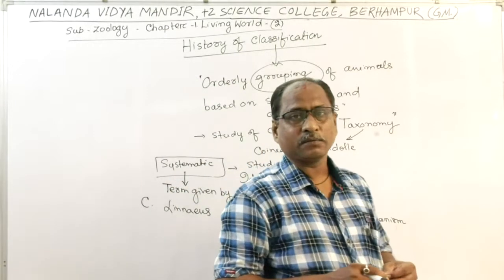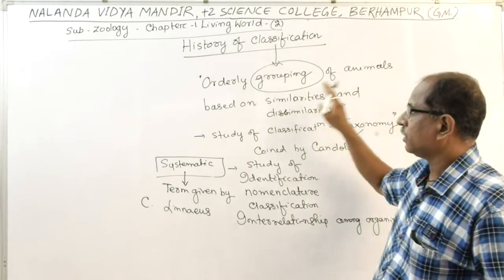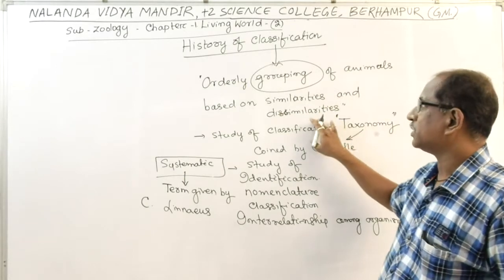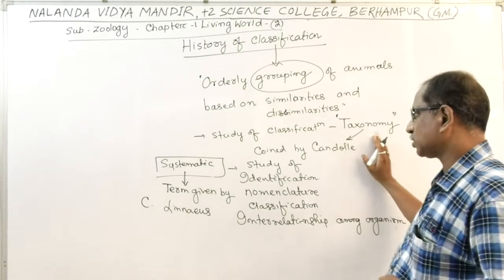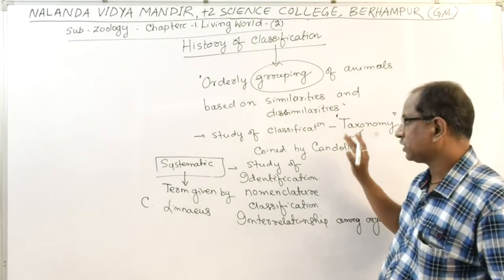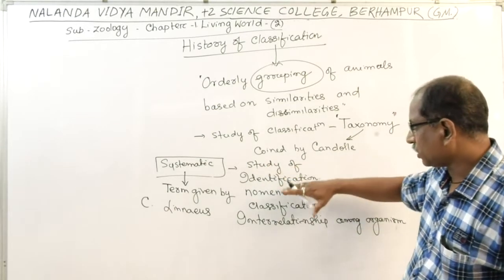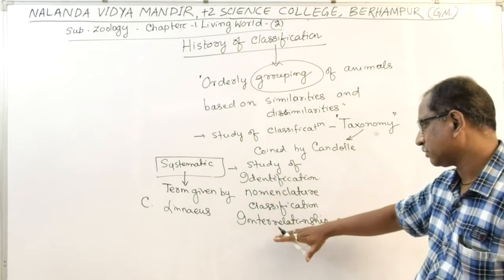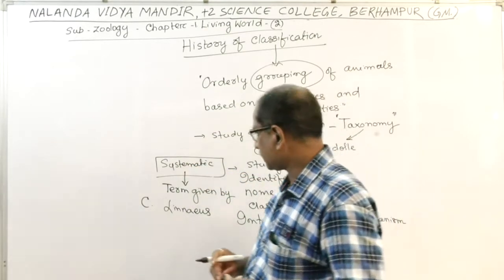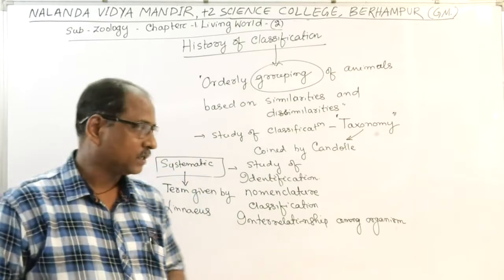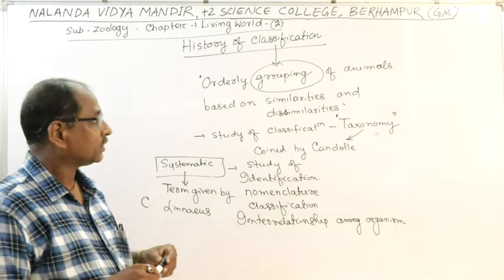So classification, the orderly grouping of animals based on similarities and dissimilarities, is said to be classification. Study of classification is taxonomy. The term taxonomy was coined by Candolle, and the study of identification, nomenclature, classification, interrelationship among organisms is systematics, and the term systematics was first of all given by Carolus Linnaeus.